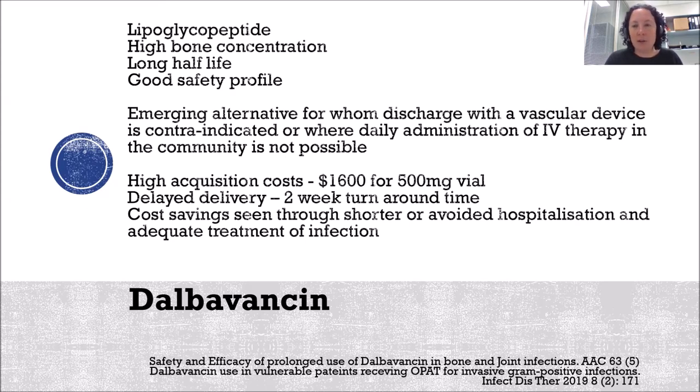The dosing in the literature in the retrospective studies that have been published is a little bit variable, ranging from 1,000 to 1,500 milligrams per dose. I recently tried to get it for a patient who I thought it would have been ideal and encountered the high acquisition costs of $1,600 for a 500 milligram vial. And if you're obviously giving three times that with a 1,500 milligram dose, and it was going to take us 2 weeks to get it from overseas.